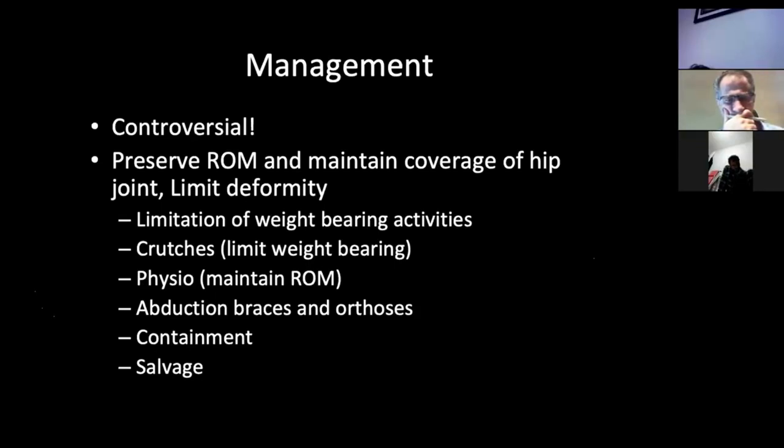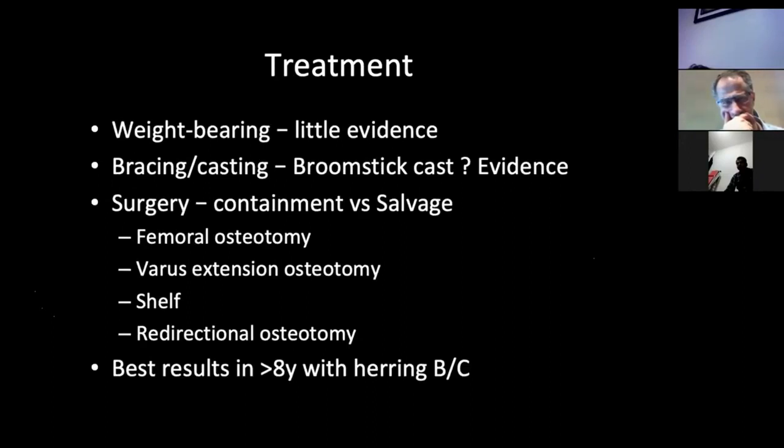Abduction braces and orthoses, because they tend to form an adduction deformity. So should we splint them in abduction, put broomstick casts on? I don't know if there's a lot of evidence to convince that, but it's something we should consider. Containment and salvage. Weight bearing, we've discussed it. I don't think there's very much evidence to say that we should weight bear them or not. Bracing, casting, broomstick cast, again, I'm not sure. I don't know if we cast them in abduction and external rotation. Does that make a difference? I don't know that there's very much evidence to say it does.